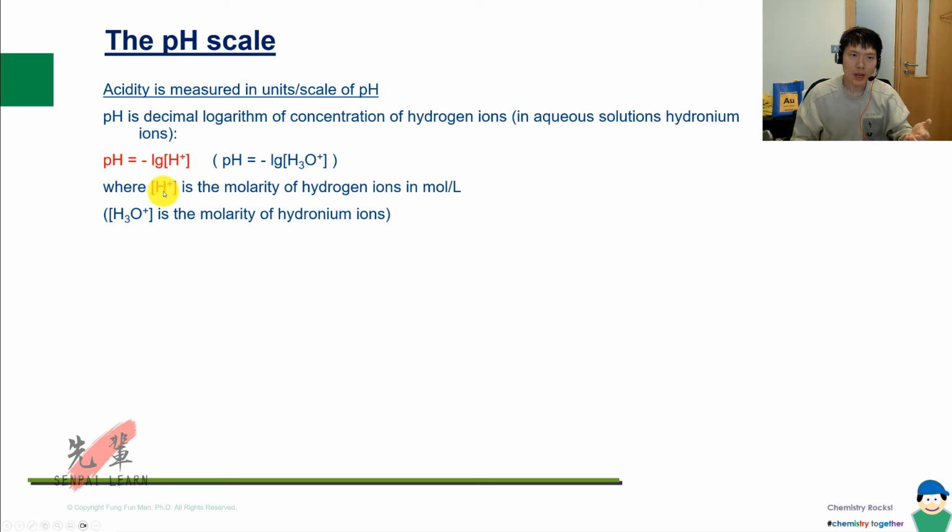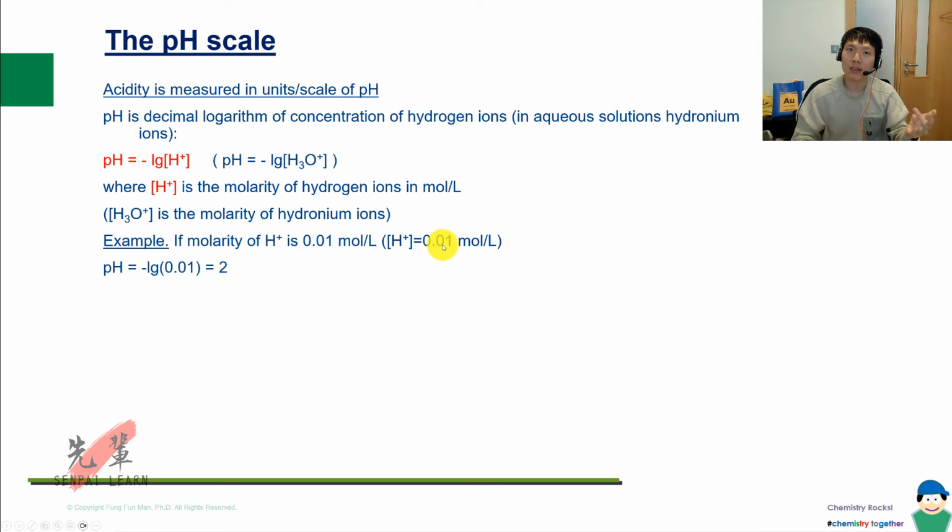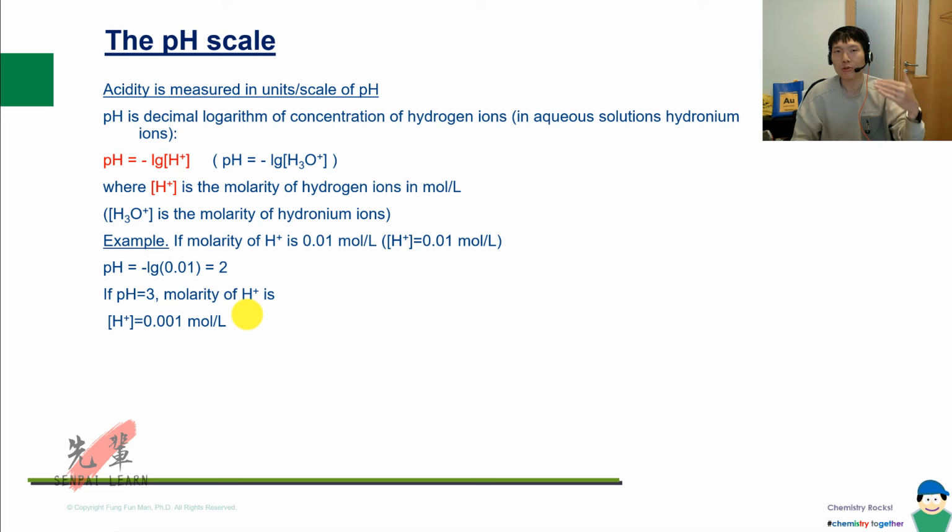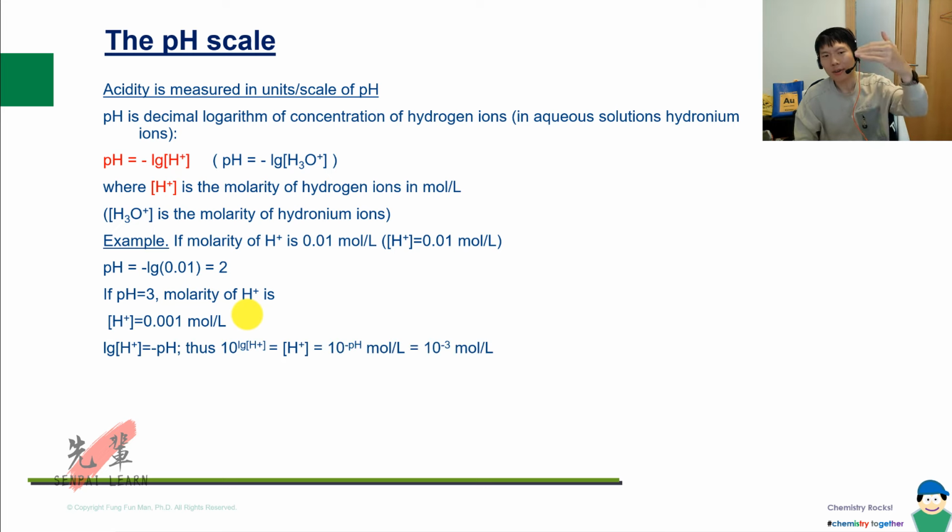So of course, H plus is the same as H3O plus, the hydrogen ion. Take it that way. If the molarity, remember, concentration of H plus is 0.01 molar, then what happens? You do a negative log on your calculator, and you have a pH of 2. Just some simple math here. If I give you pH 3, you go and calculate what is the molarity. You do the reverse manner, the inverse operations. That means you do 10 power negative of that value. The pH, you get this.